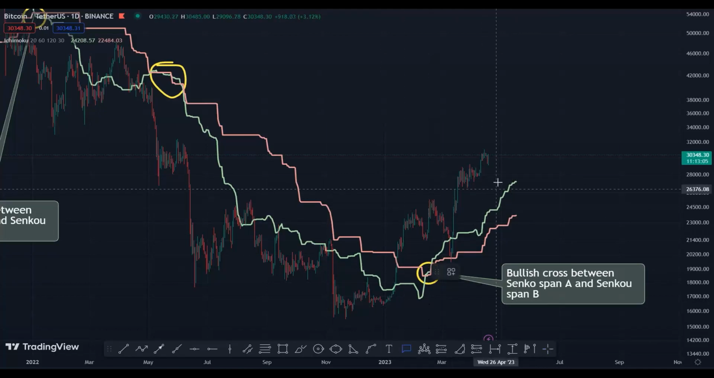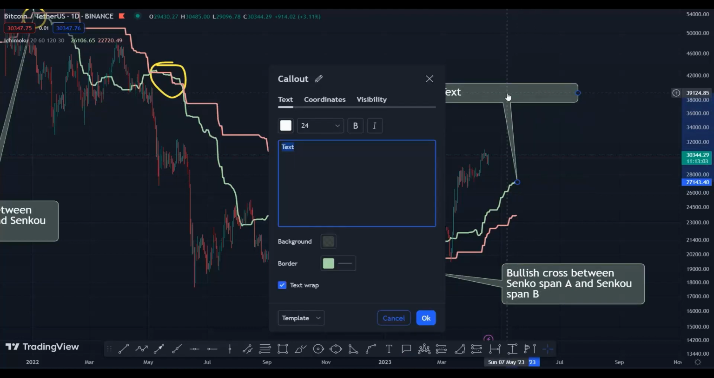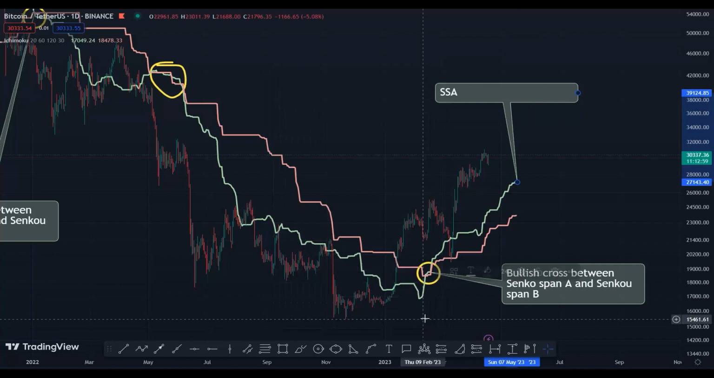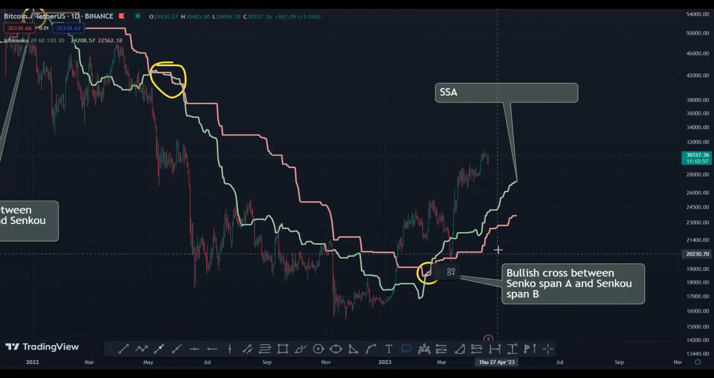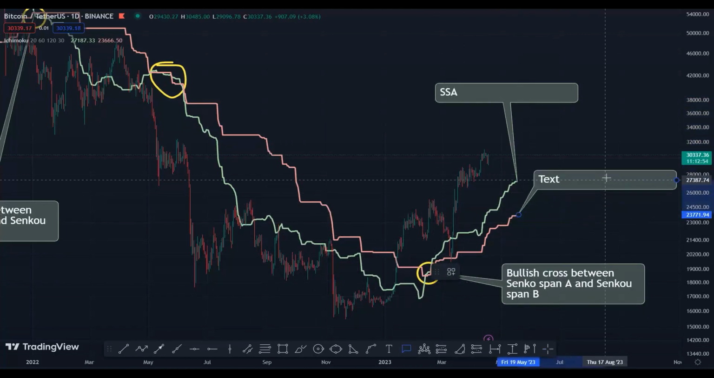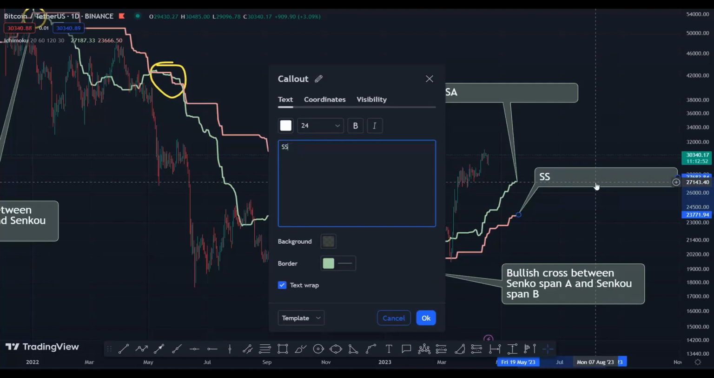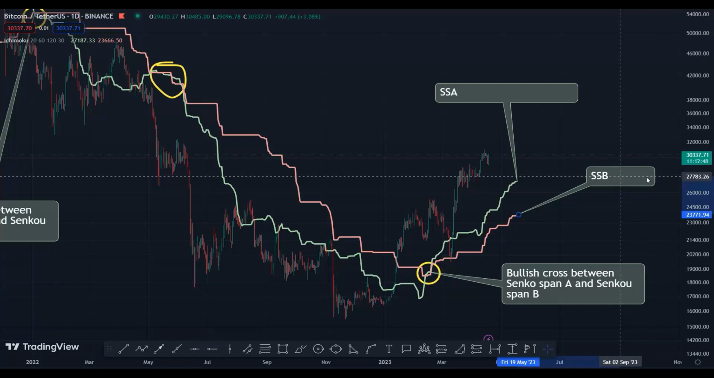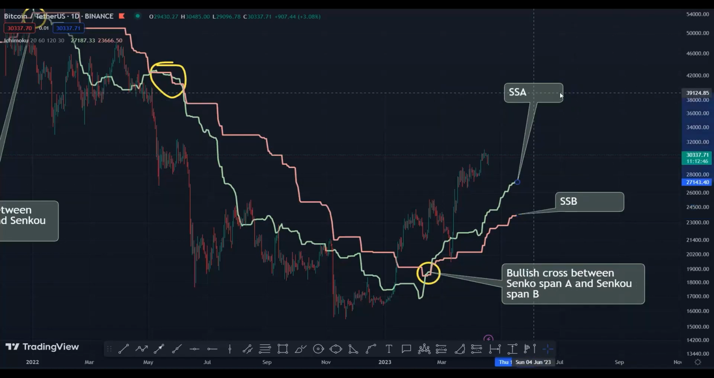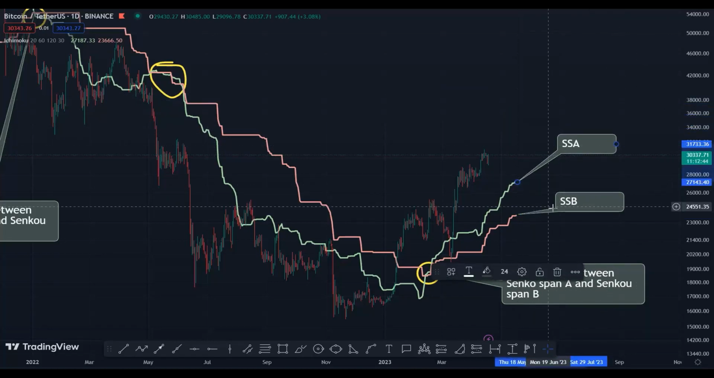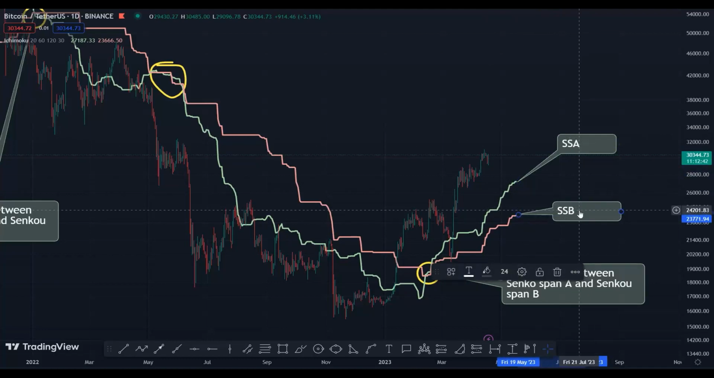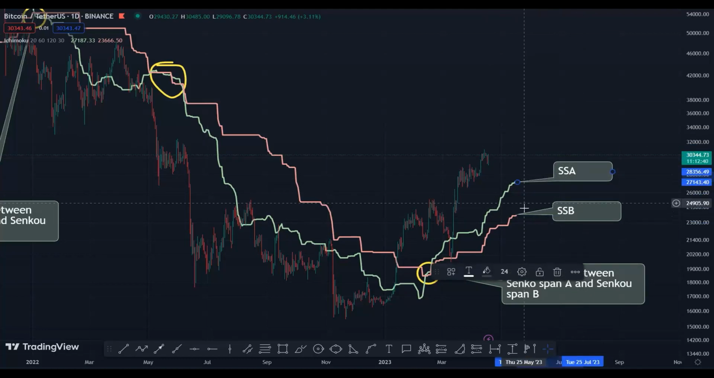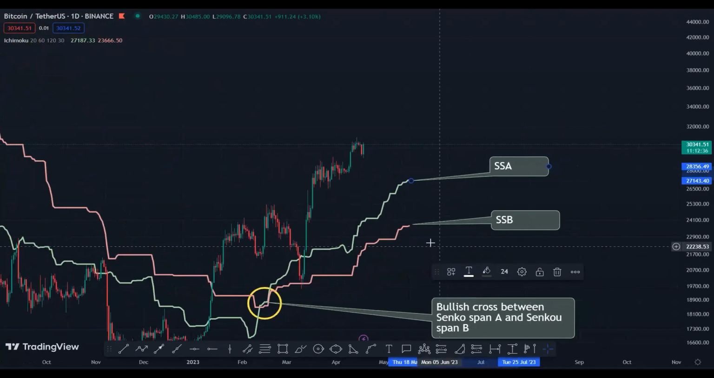This is the Senkou Span A. Senkou Span A acts as a support or resistance. Right now it is our support. Why? Because it's below the current price. This is the Senkou Span B. It also acts as a support or resistance. Currently it's our support. Why? Because it's below the current price. So both of these two lines are right now acting as support, and both of them are strong support.